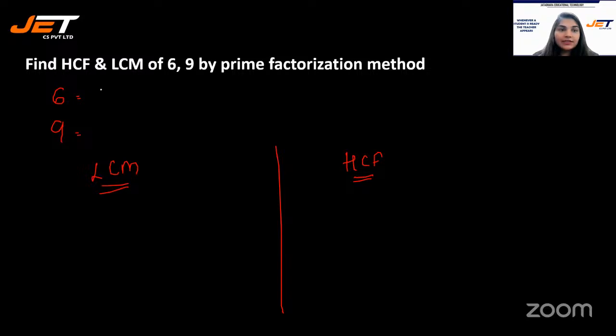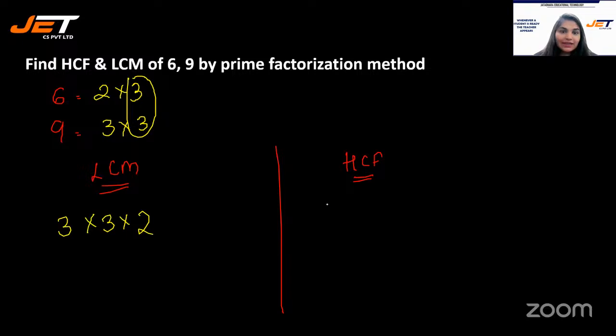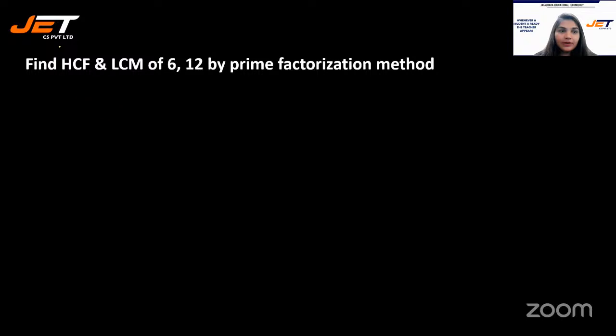Okay, so 6 is 2 times 3. 9 is 3 times 3. Okay, LCM is 3 times 3 times 2 and HCF is 3. Okay, LCM is 3 times 3 is 9. 9 times 2 is 18. 18 is the LCM. Okay, and HCF is 3. I hope you got the same answer. Let's do the next one.